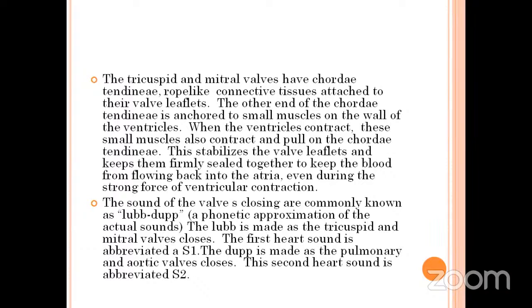The tricuspid and the mitral valves have chordae tendineae, a rope-like connective tissue attached to their valve leaflets. The other end of the chordae tendineae is anchored to small muscles of the walls of the ventricles. When the ventricles contract, these small muscles also contract and pull on the chordae tendineae. This stabilizes the valve leaflets and keeps them firmly sealed together to keep the blood from flowing back into the atria, even during the strong force of contraction.